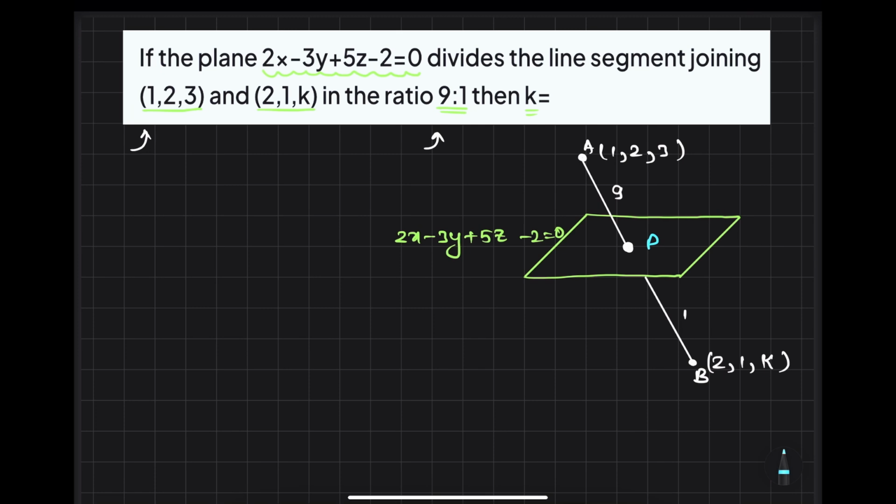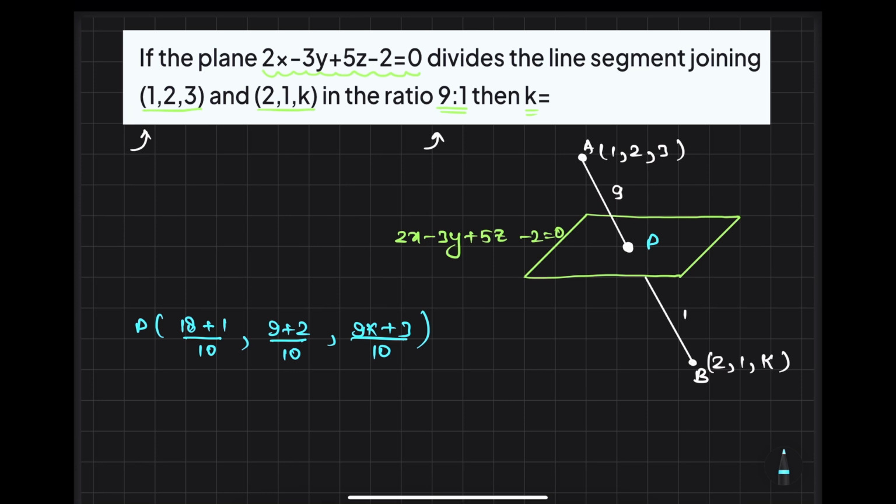You can apply the section formula over here. So can I say that the point P would be 9 times 2 is 18, 18 plus 1 by 10, then 9 plus 2 by 10, then 9k plus 3 by 10. So we got our point P, correct? We need to find the value of k.